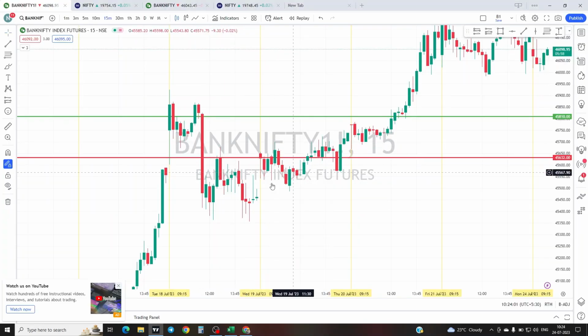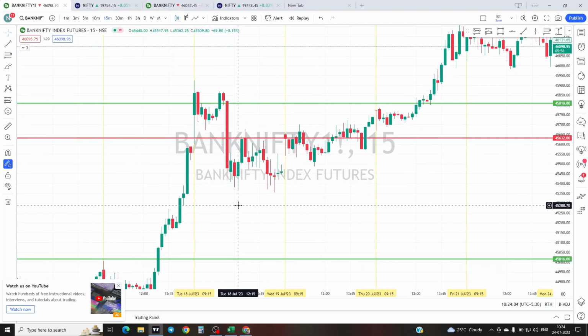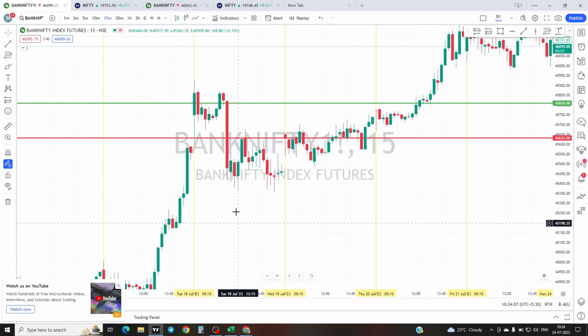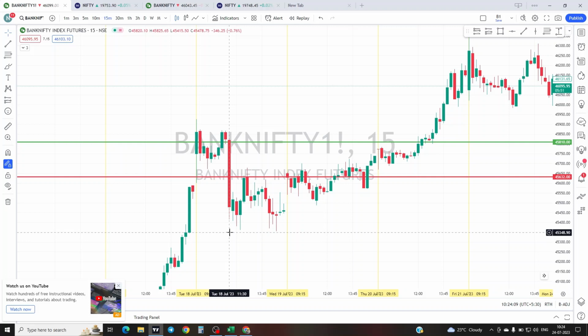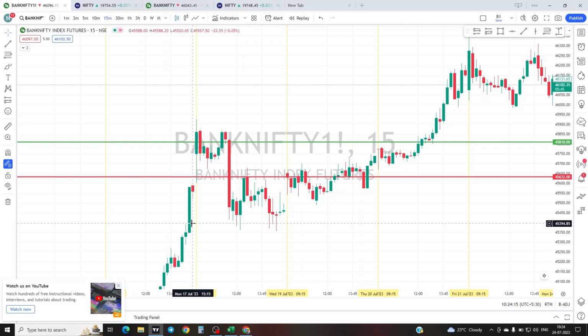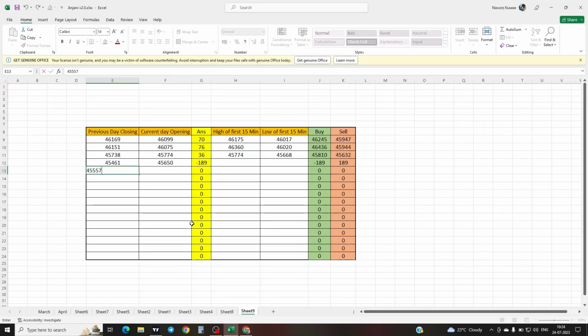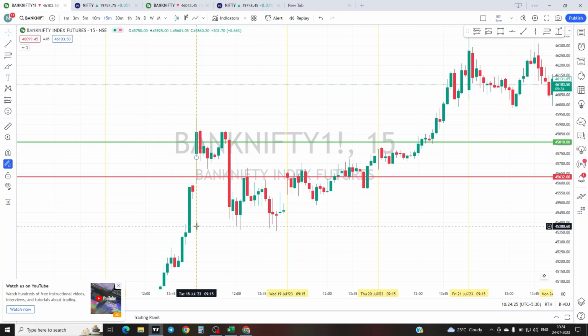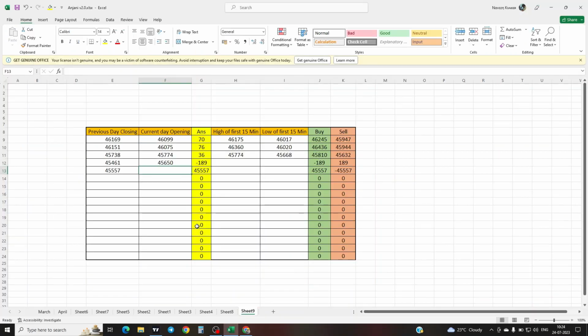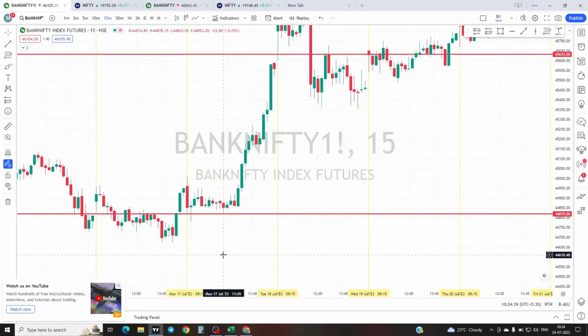Anyhow, it was a sideways market only. Okay, let's check 18th day results. To check on 18th, we need the previous day closing, that is 17th. What was the closing? The closing was 45557, and current day opening was 45750. See, we got above 120 points, so this is also not a valid trade. Okay, you're not going to trade on those days.